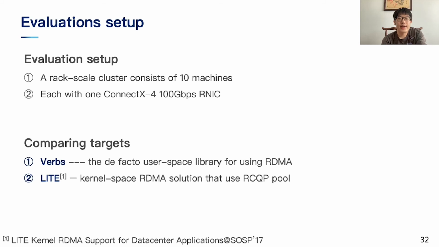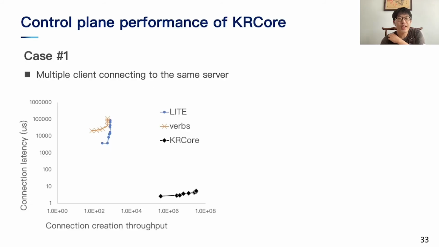Our evaluations are conducted on a local rack-scale cluster with 10 nodes. Each machine has one ConnectX-4 InfiniBand 100 Gbps RNIC. We compare KRCore with two counterparts. First, IB verbs is the de facto user-space standard for using RDMA. Second, LITE is the only kernel-space RDMA solution that leverages kernel-space RCQP for communications. So first, let's examine the control path performance of KRCore.